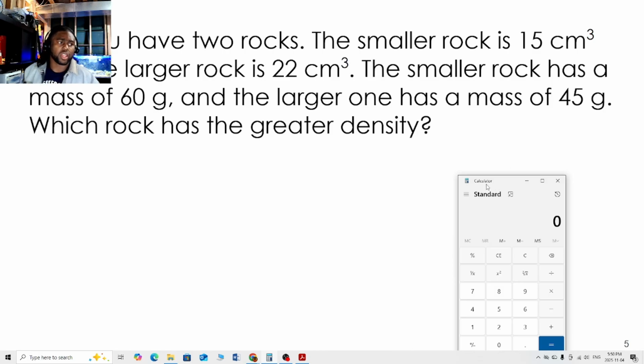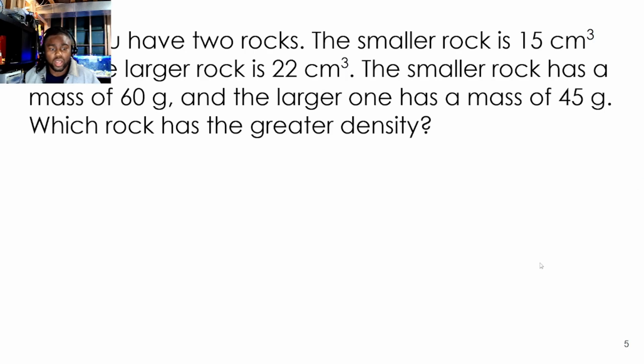Okay, so let's take a look at example 4. I'm going to annotate on a separate document for you guys. So example 4, you have 2 rocks. The smaller rock is 15 centimeters cubed and the larger rock is 22 centimeters cubed. The smaller rock has a mass of 60 grams and the larger one has a mass of 45 grams. Which rock has a greater density? Okay, so I'm going to pull this up for you guys and we're going to take a look at this.